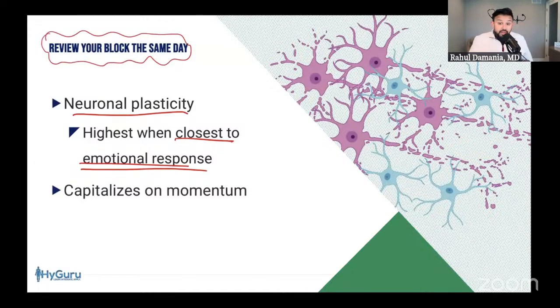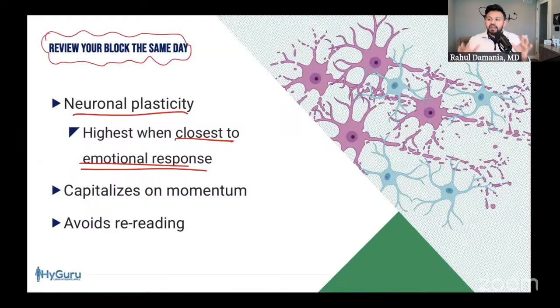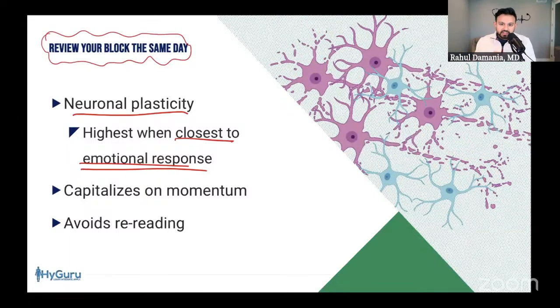The other thing that is going to be important here is when you review your block the same day, you already have momentum. It actually is much quicker because you are not rereading over and over again. If you are going to be doing the weekend's review on, let's say, Tuesday, you have to reread everything. You have to figure out what you were thinking at that time, etc. So make sure that you review your block the same day.